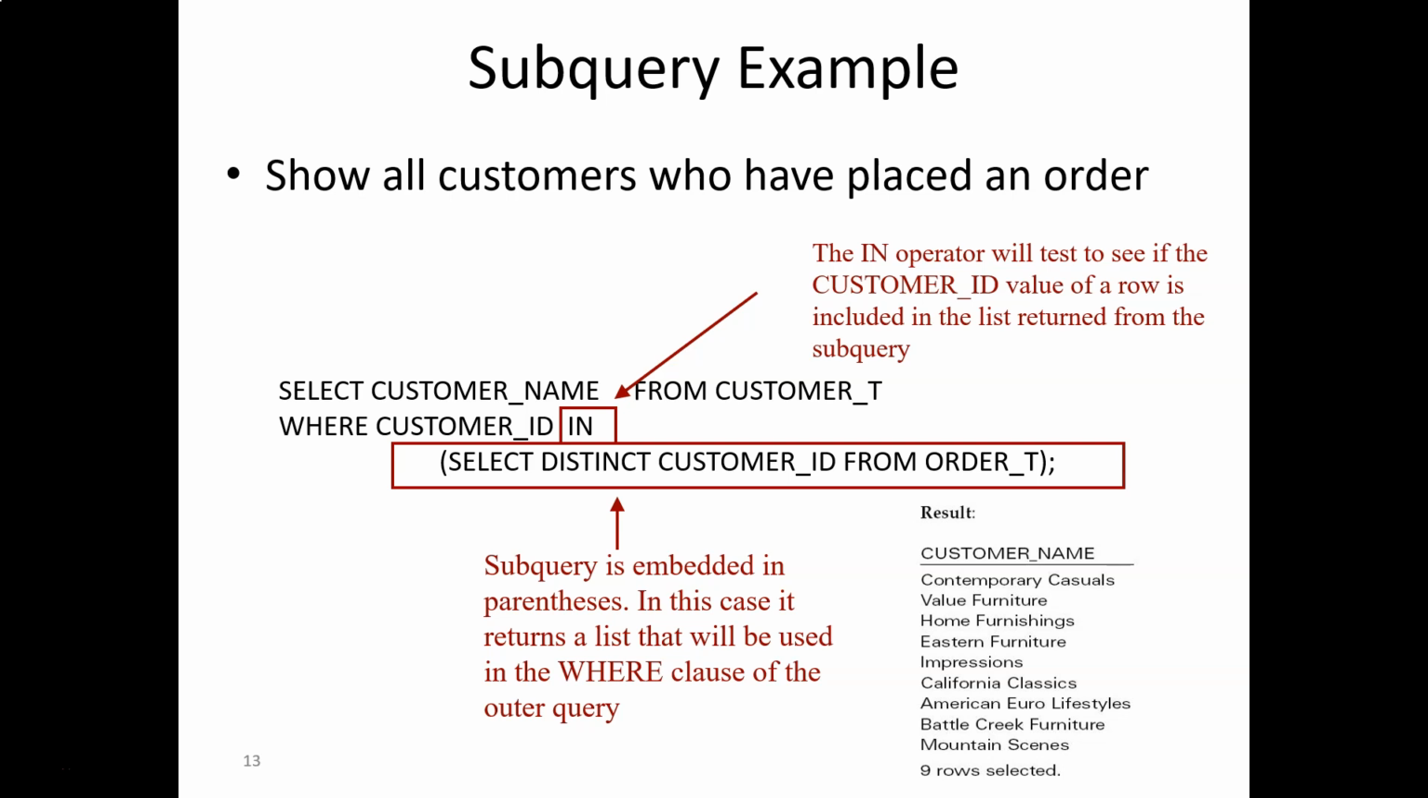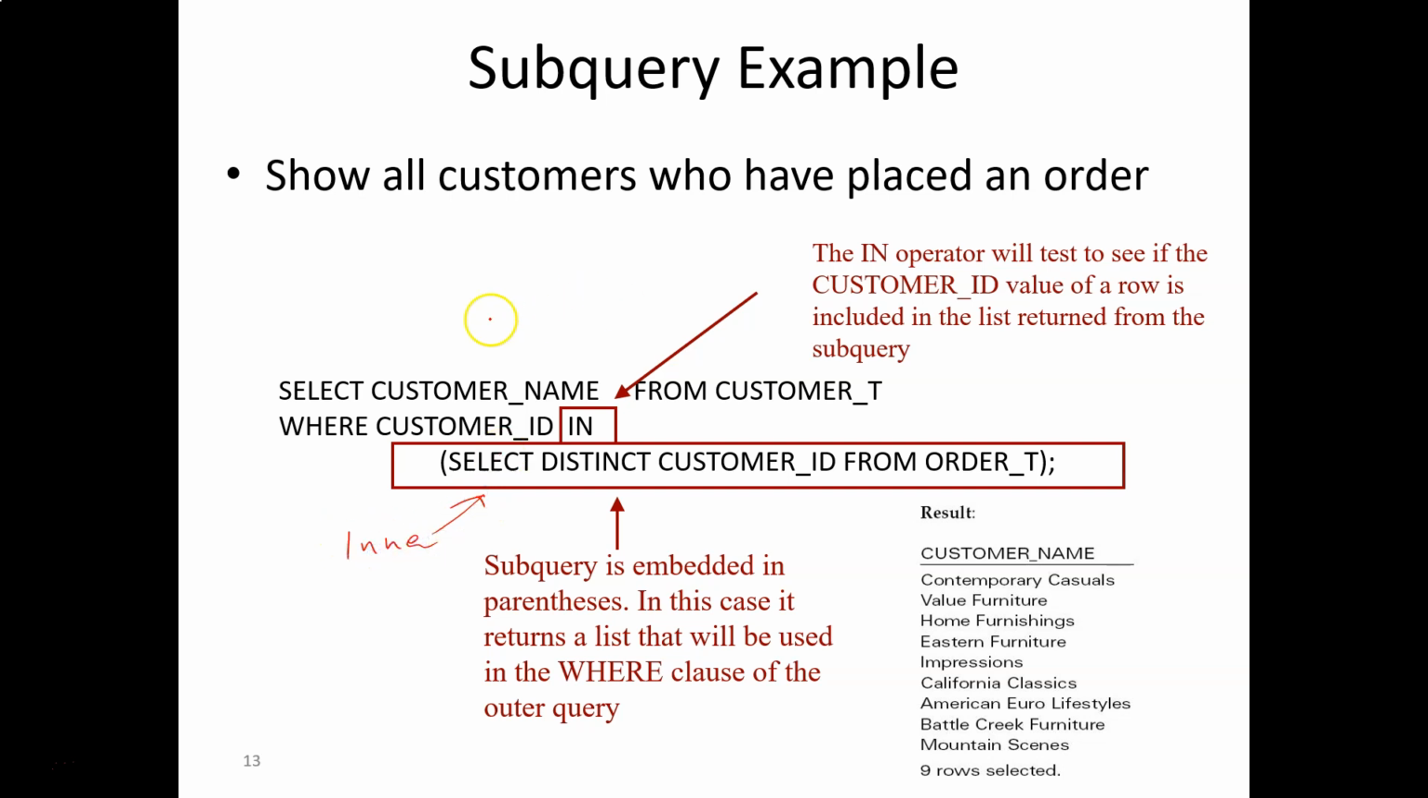Select customer name from customer table where customer ID in, and then within the parentheses you have an inner query, which is select distinct customer ID from order table. What happens here is that you have an inner query and an outer query. So that's a subquery situation.